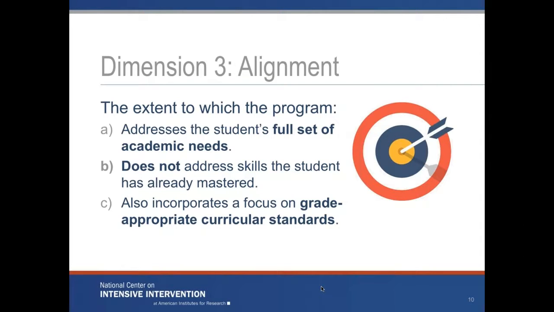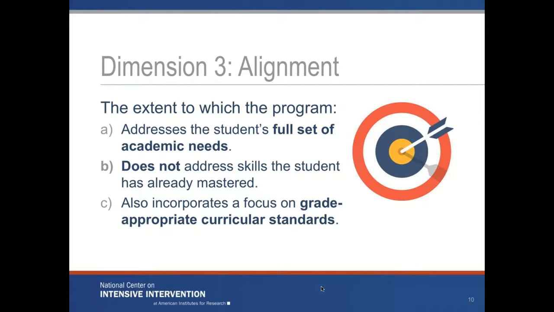Alignment is really important because many academic interventions address a restricted set of skills. For example, you might be choosing a math intervention, and the intervention that you find that seems to work well includes only calculation skills. But this student also has difficulties with word problems. So this intervention would not be perfectly aligned to the student's needs because it only addresses one of their deficits in the area of math.